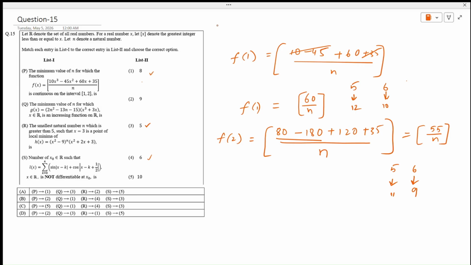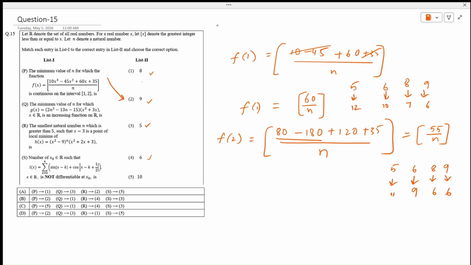If we substitute 8, we'll get 7, 7, it's right, 7. And if we substitute 8 here, we'll get 6. Now let us look at the next number, which is 9. If we substitute 9 here, we'll get 9, 6, 6 9 is 54, right? And here also we'll get 6. So the smallest possible number for n is 9.